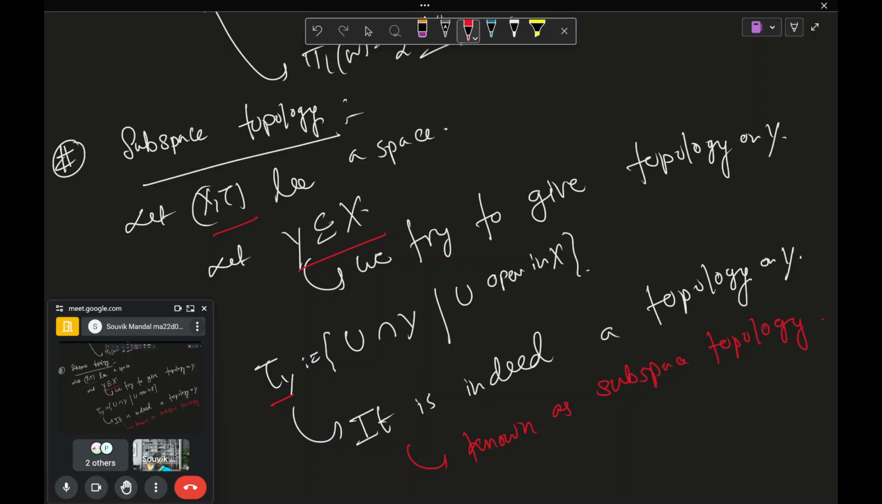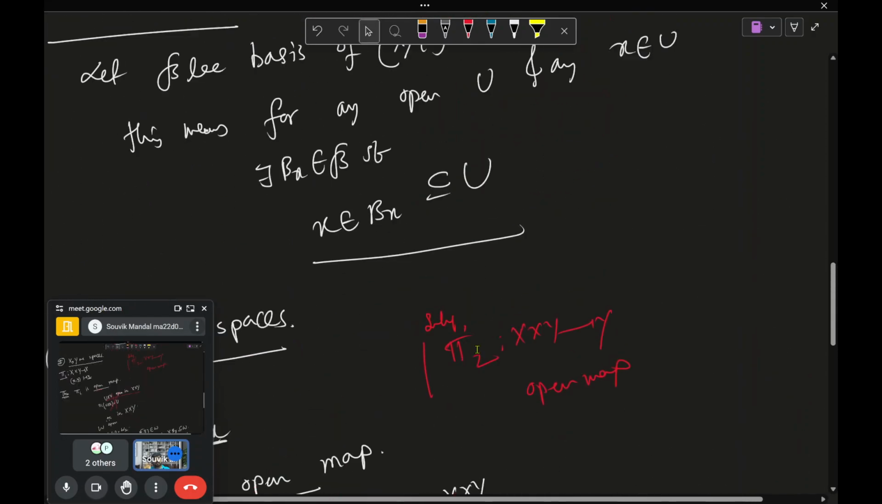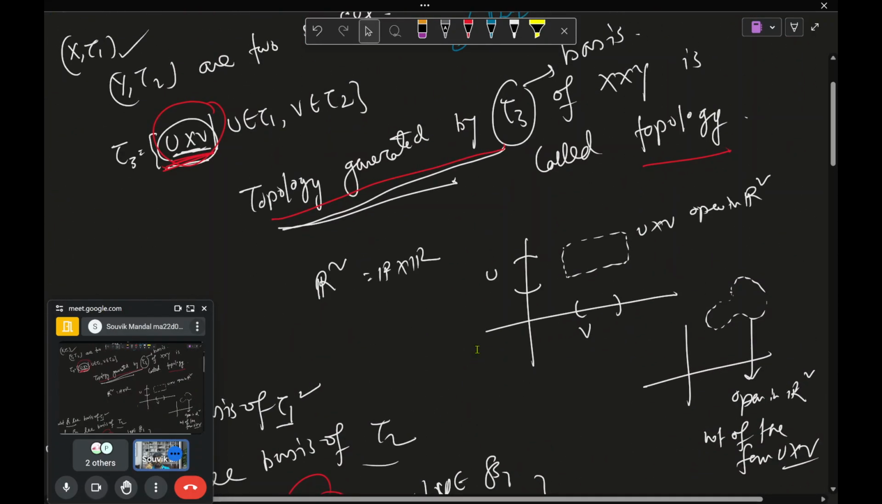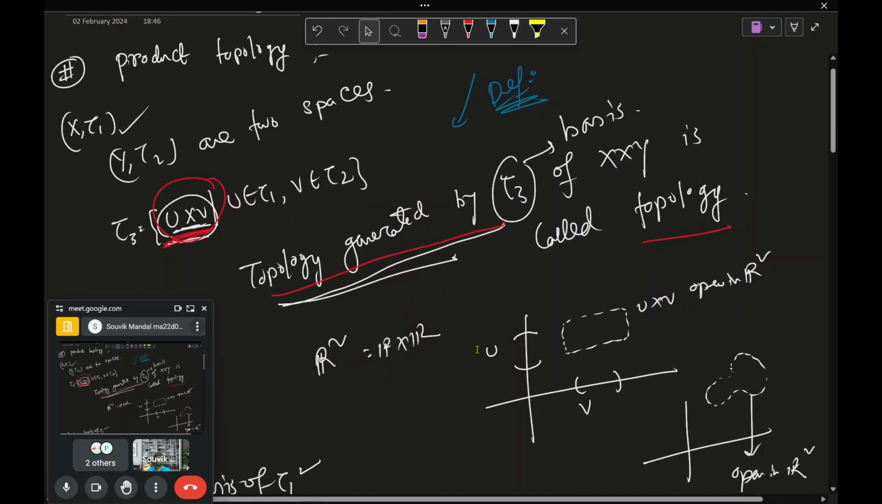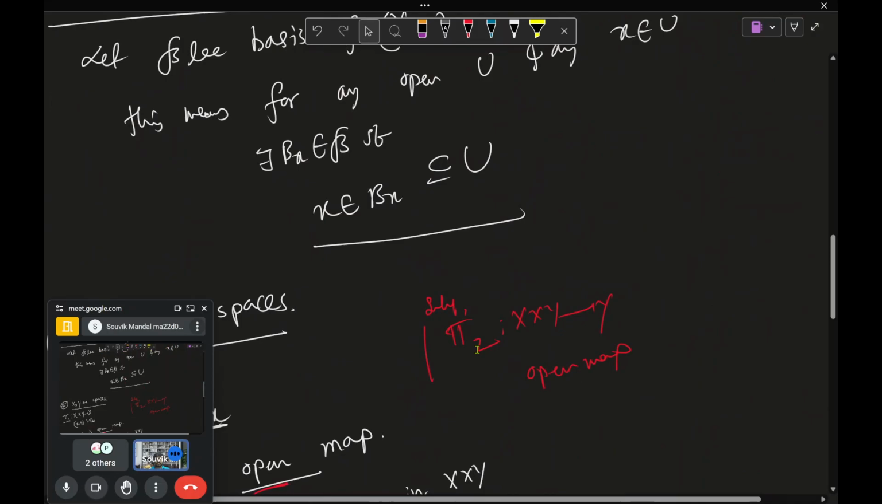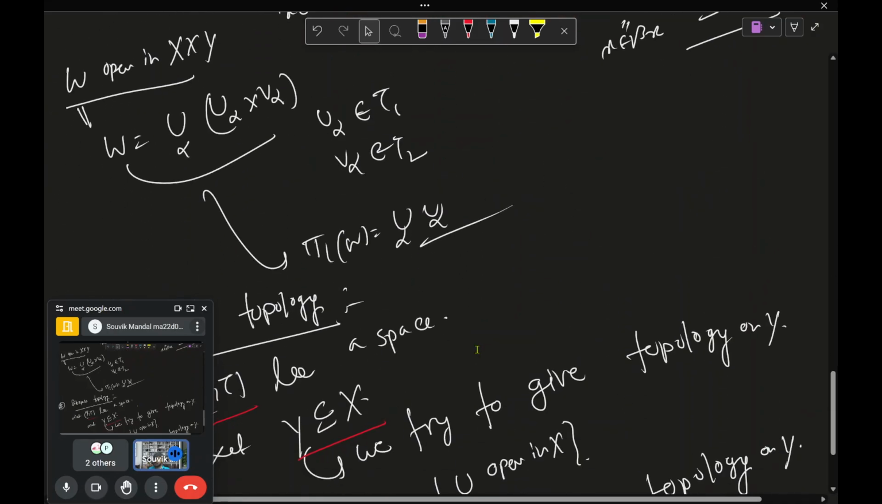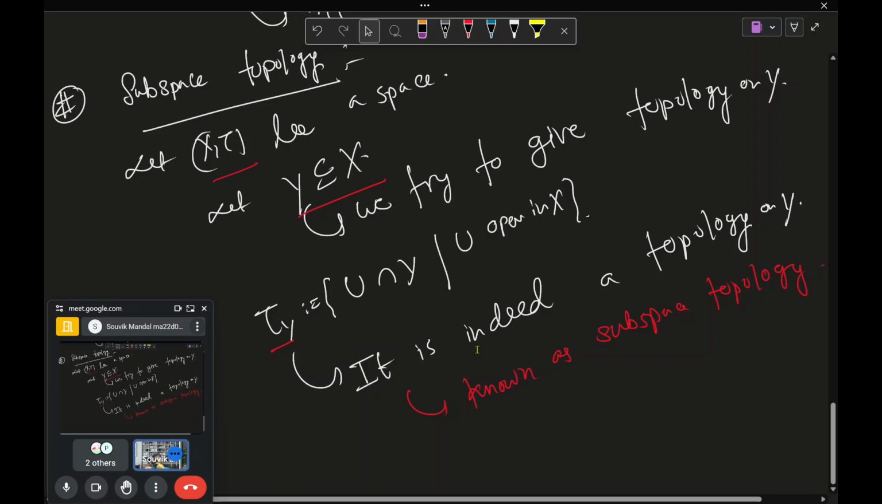So that's the definition. Remember one thing: in the product topology, we defined the topology in terms of elements of the form U cross V, such that the topology is generated by those; U cross V forms a basis. But in the subspace topology, we directly define the topology by intersecting all possible open sets with the subset itself. Do you understand the definition? Yes, sir. Thank you, sir.